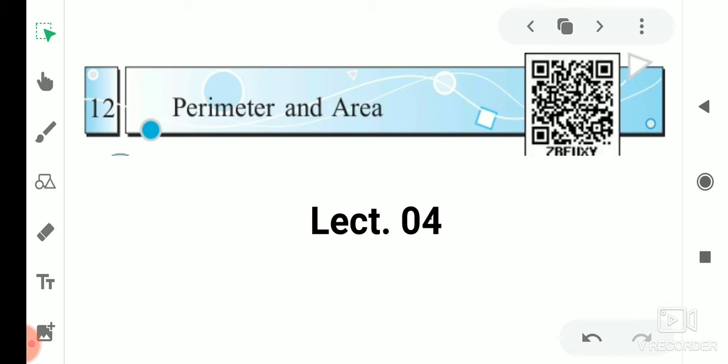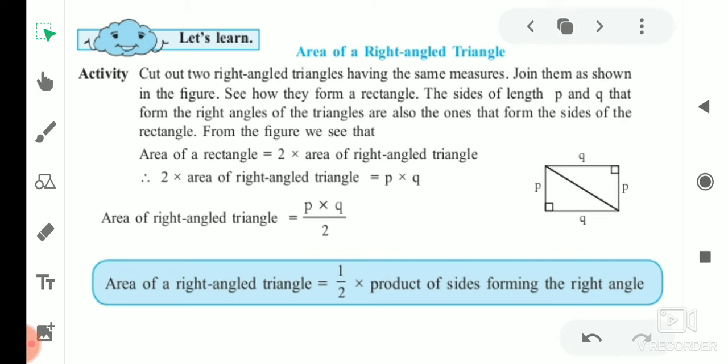In the previous video we have seen the area of rectangle and square. Now we will see area of a right angle triangle.